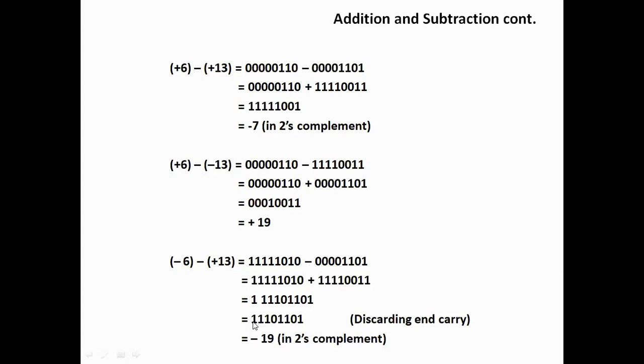This 1 tells us that it is a negative number. Since it is a negative number, that automatically means this answer is in 2's complement. So what is this? We can convert it and check. It is minus 19. This implies minus, and we can take the 2's complement of this number, which comes out to be 19. And we can cross check that it is minus 19. If we do minus 6 minus plus 13, this will be minus 19.